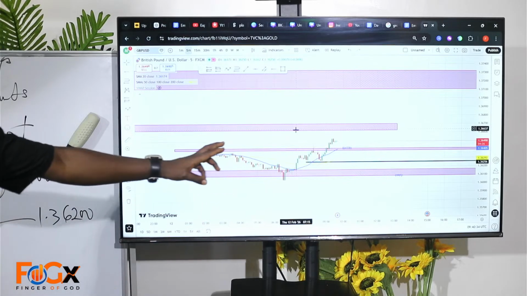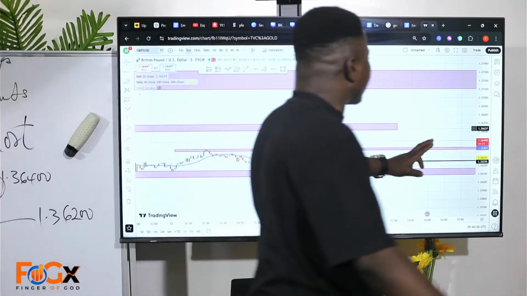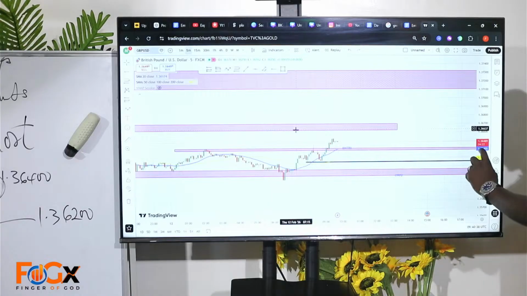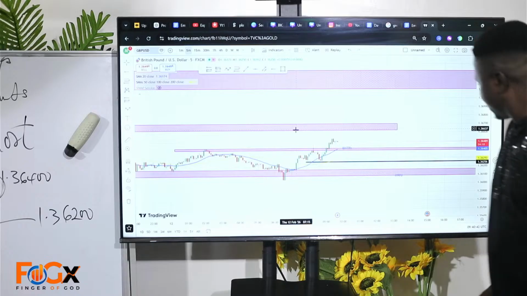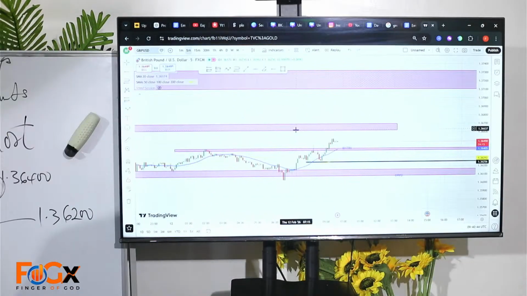Now our entry, so once price comes around 1.36400, 1.36420, 1.36400, 1.36410. Those are our buying area. Then our stop loss.